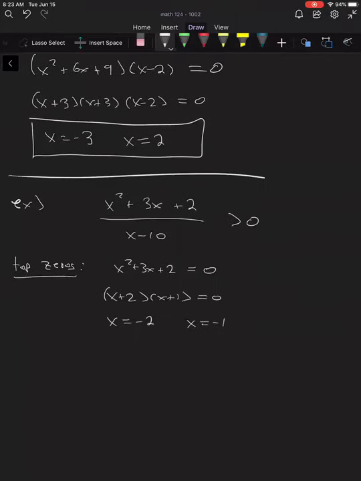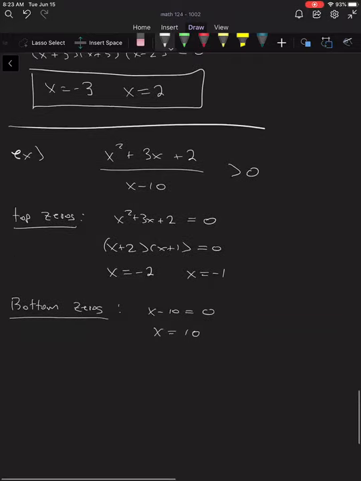So there's our top zeros. Now our bottom zeros, just x minus 10 is the bottom, set that equal to 0, so we get x is equal to 10. And then remember, we put these onto a number line.